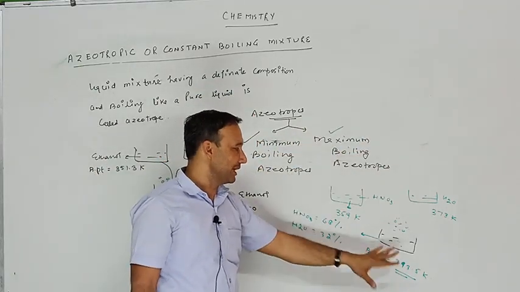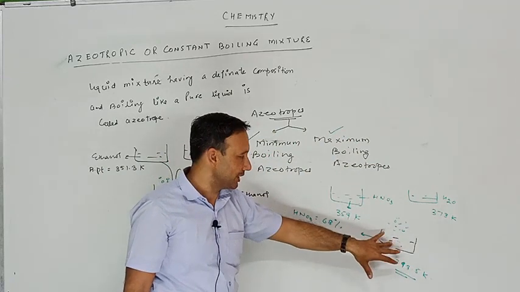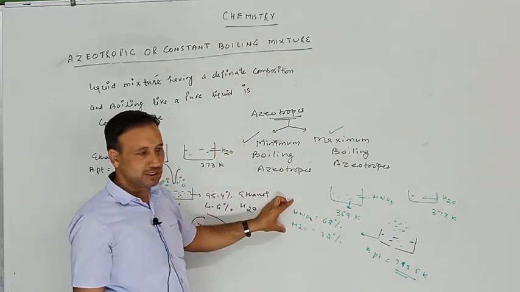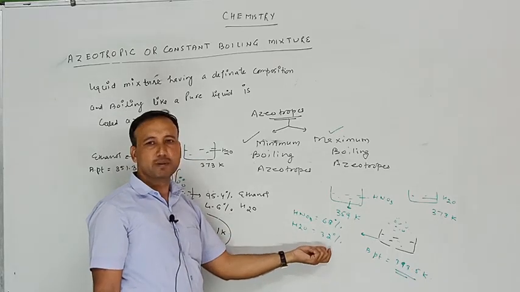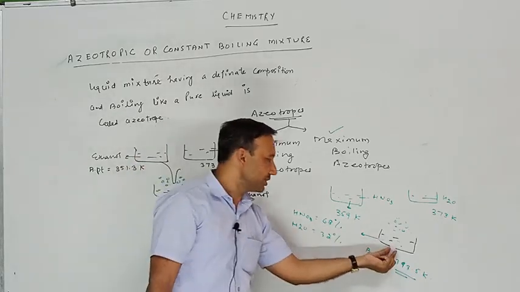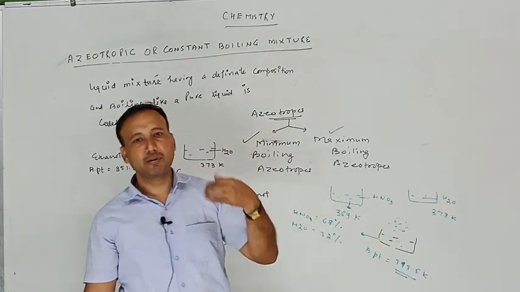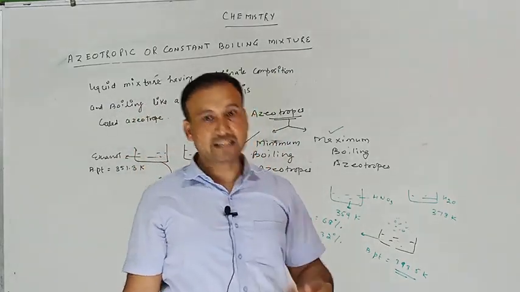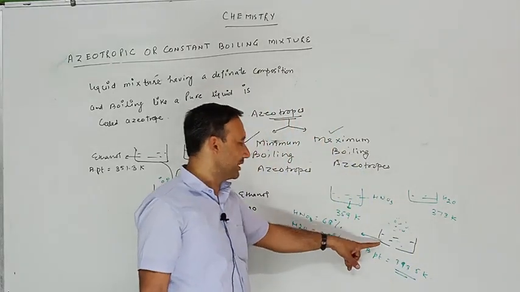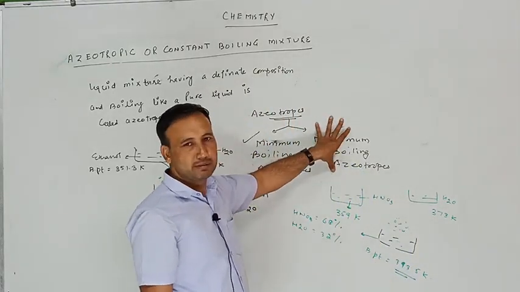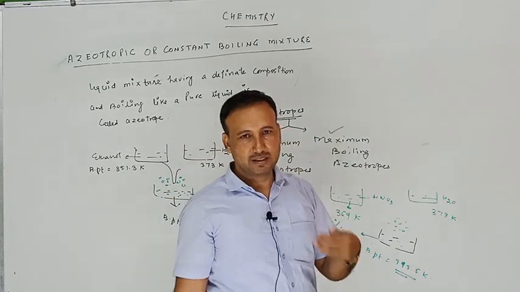And the second is the maximum boiling azeotrope. Suppose these two liquids are mixed to form a solution of nitric acid 68% by mass and water 32% by mass. At this composition, this liquid mixture has a higher boiling point as compared to either of the pure components. So this liquid mixture will form a maximum boiling azeotrope. Thank you, students.